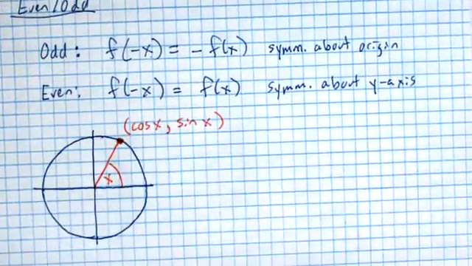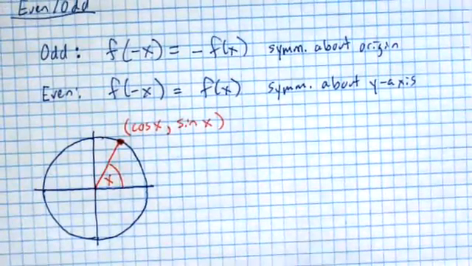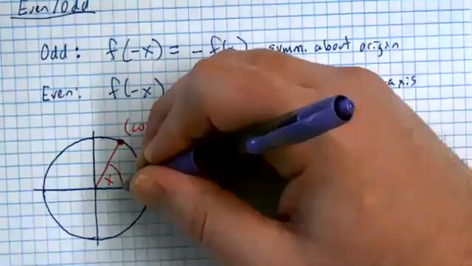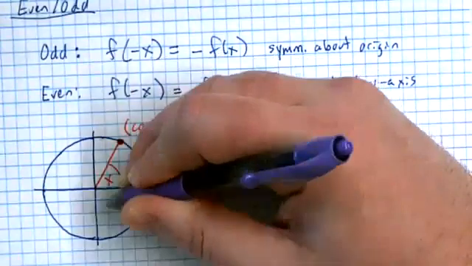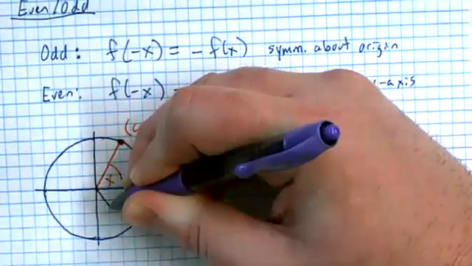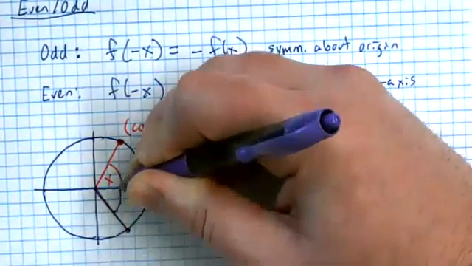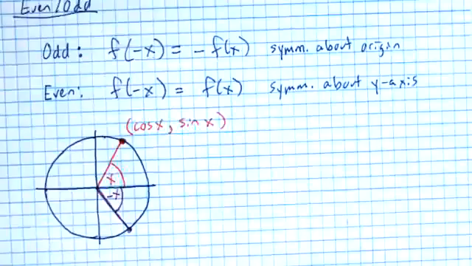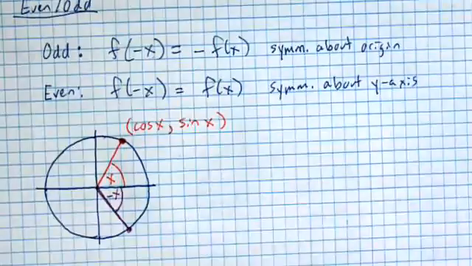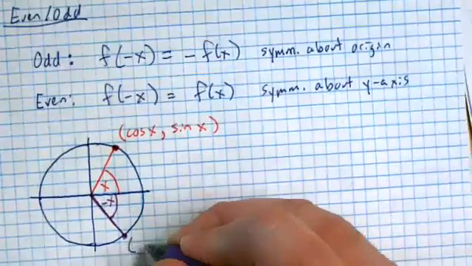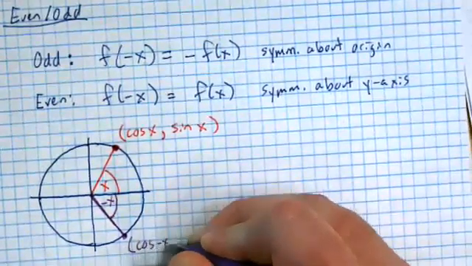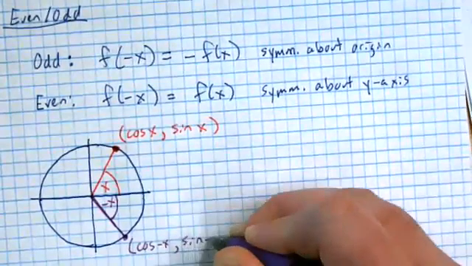You with me so far? All right. Now I'm going to draw another angle and I'm going to try and make it the exact same angle. So I'm trying to be symmetric here, except it's going to go negative. This is negative x instead of positive x. So this point then would be the cosine of negative x and the sine of negative x. Agreed?